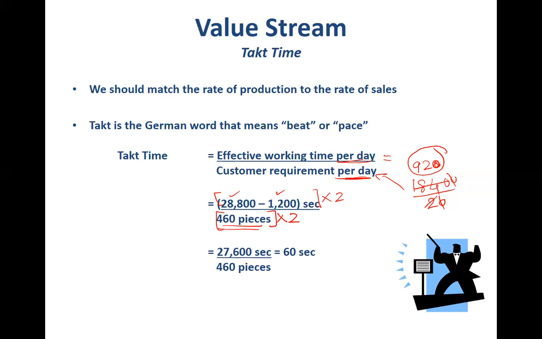So instead of multiplying with 2 on both numerator and denominator, we have just taken effective working time per shift divided by customer requirement per shift. So that gives us 27,600 seconds divided by 460 pieces, which is equal to 60 seconds. So the pace at which we should be producing is 60 seconds. That's something which will dictate quite a few things as we go forward.